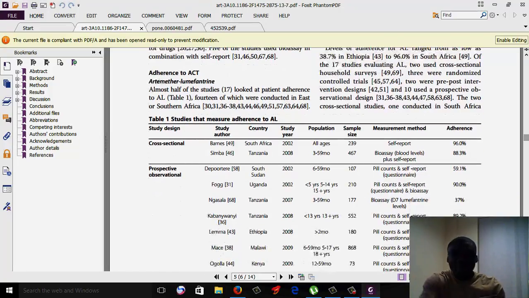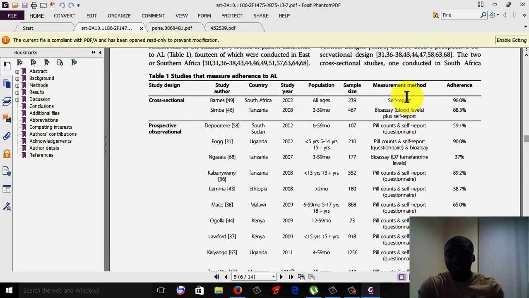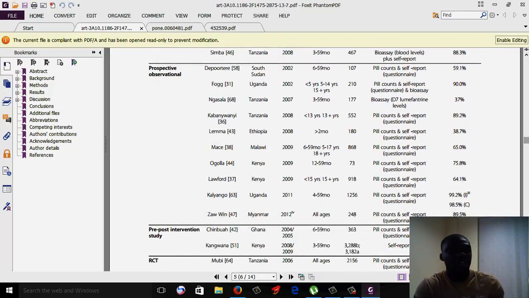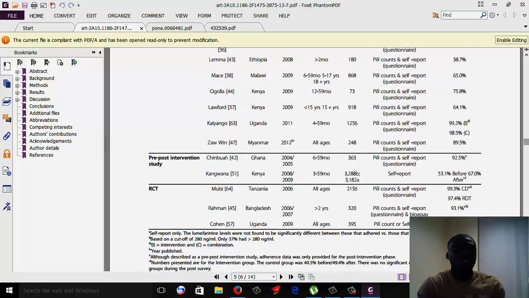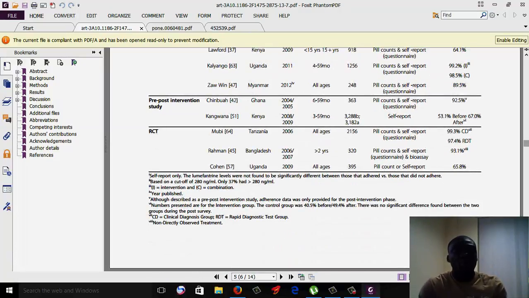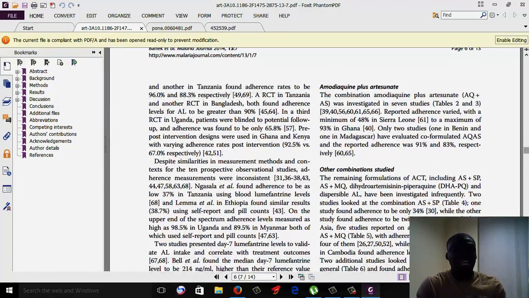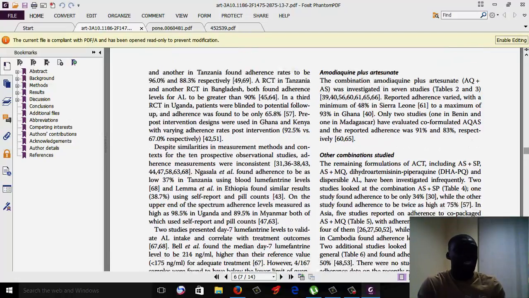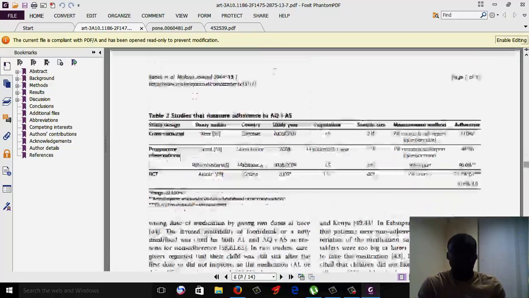Now, we have come into contact with some new things that we don't know. We will look at them and see. So now we have all the measurement methods here: self-report, bio-essay plus self-report. Maybe the bio-essay you might not be able to do. Pill count, maybe you may be able to do it, or you might not. So you do self-report. But even if it is self-report, which one are you going to use? What questions are you going to use as far as the self-report is concerned?